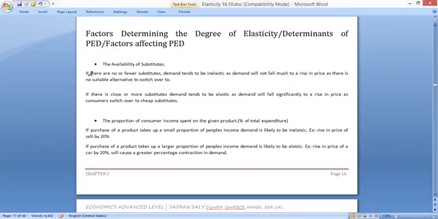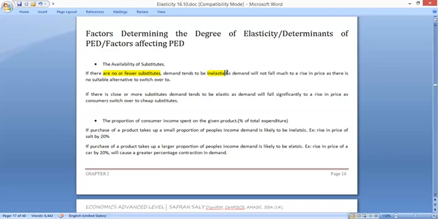Now, you already know what substitutes are: products which can be used instead of another, as an alternative which gives the same satisfaction. So when there are no substitutes or fewer substitutes, in that case demand tends to be inelastic. Why? Even if the price increases very high, people will still continue to buy. The demand may not fall by a large extent.